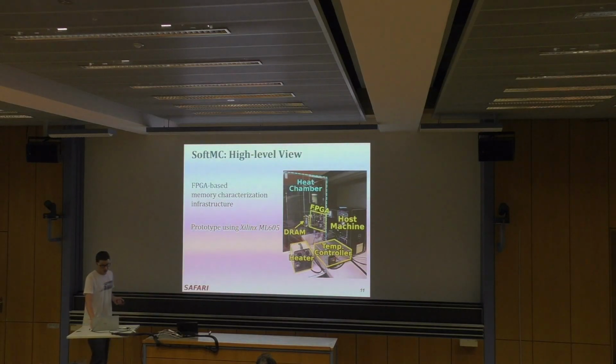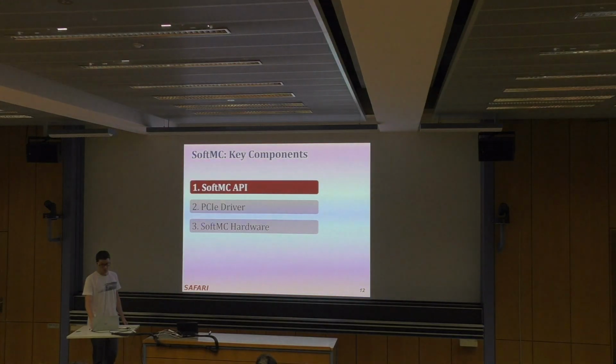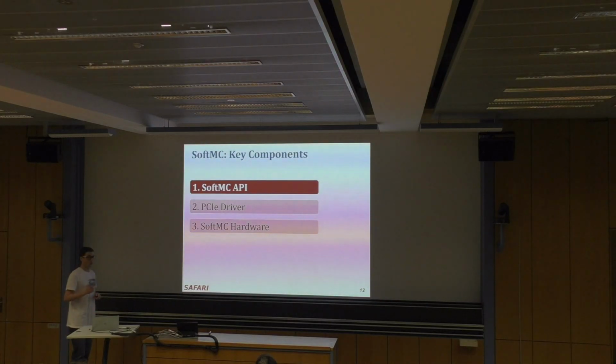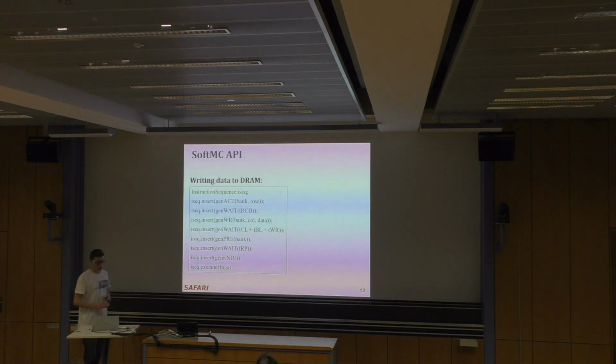So here in this instance, we implemented SoftMC using an FPGA called Xilinx ML605, and here we also use a C++ based API again. SoftMC has three main components. One of them is the API, and then the PCIe driver, which allows us to communicate with the host machine, and then obviously the SoftMC hardware, which is implemented in the FPGA. So I'll go over those components one by one quickly.